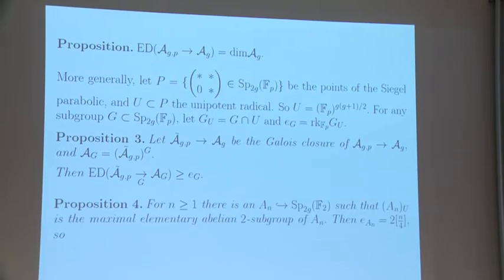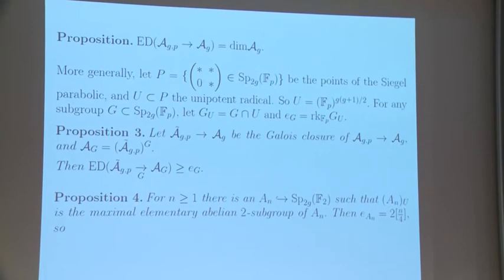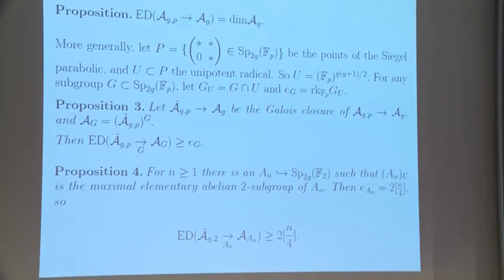Let's apply this to the problem we were interested in from before with alternating groups. For this, I need the following proposition. It turns out there's a family of representations of AN in characteristic two, which I won't describe. But the property it has is that if I intersect it with this U, then this is in fact the maximal elementary abelian 2 subgroup of AN, meaning the one of maximal rank. And there's a simple formula for it: 2 times the integer part of N over 4. And so in particular, we get an estimate for the central dimension of this AN cover.